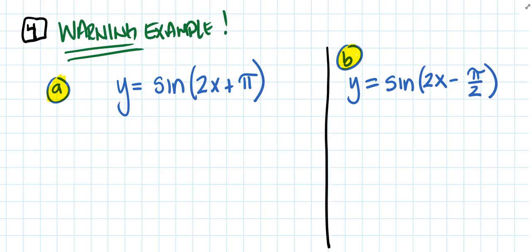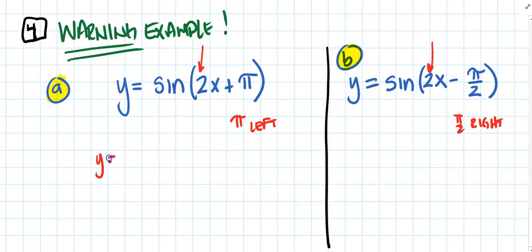Okay, box number 4 is a warning example. If I asked you for the phase shift for example A, many people would say it would be pi units to the left, and they would be wrong. And over here in part B, people would say, oh, that's pi over 2 to the right. You can see why they would say that. But are you noticing that there is this extra number inside the parentheses that's throwing everything off? So what you've got to do is factor that out first.